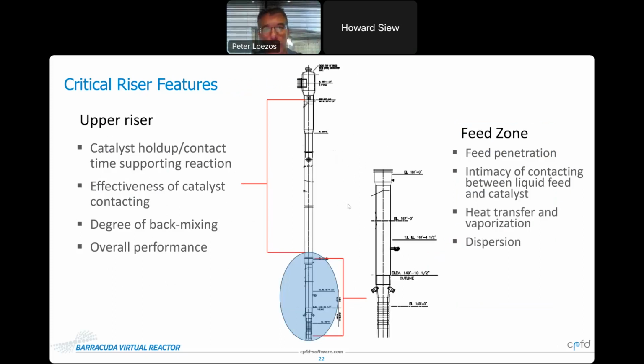So let me review some critical riser features. In the upper riser, we study catalyst holdup and contact time that supports reaction. We study the effectiveness of catalyst contacting. So it's not just enough to know the amount of catalyst in the upper riser. We have to understand the effectiveness of the contacting between the vapor and that catalyst. We study the degree of backmixing and how all these affect overall performance. If we look at the feed zone, we study feed penetration, the intimacy of contacting between the liquid feed and the catalyst, heat transfer and vaporization, and finally dispersion.